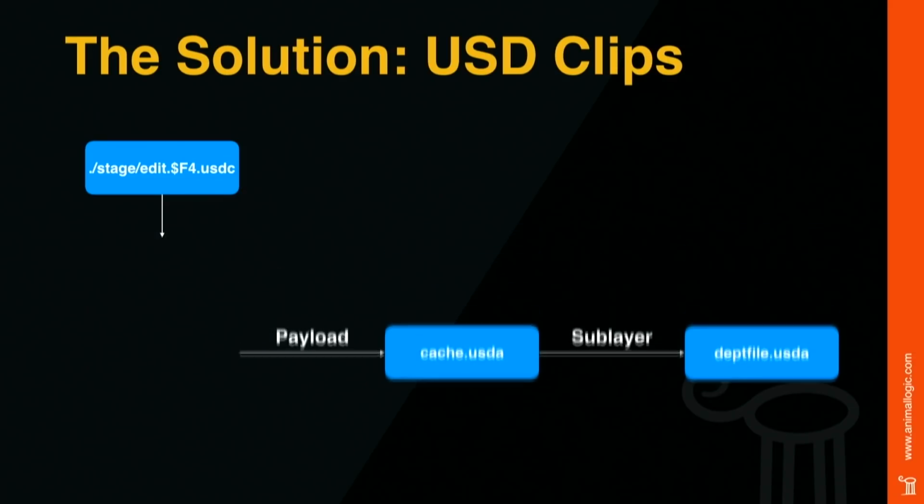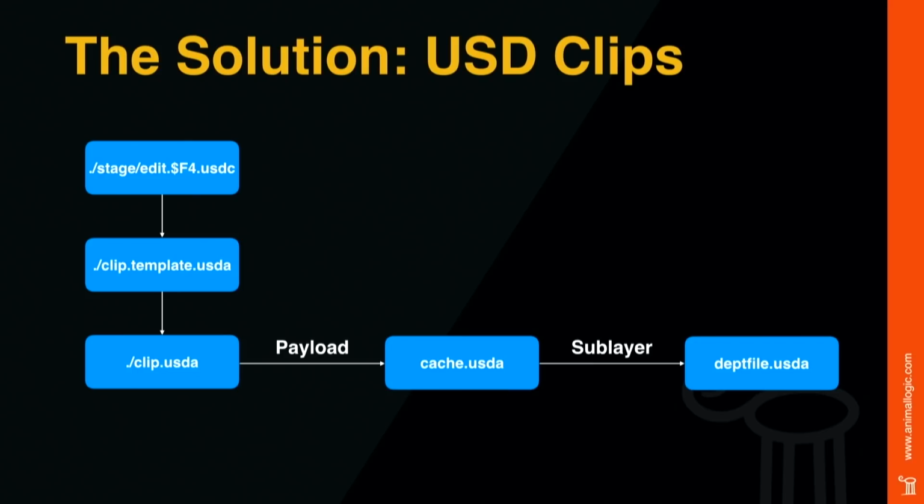So now, instead of the old one, this is what the new file format looks like. We've got our stage.edit, and you can now see that the big data file is all frame padded. So we can now write out that file per frame, which then gets fed into something called the clip template file. That is all USD clips information. You don't really need to worry about that. Then you've got the clip.usda file, which follows the same structure.